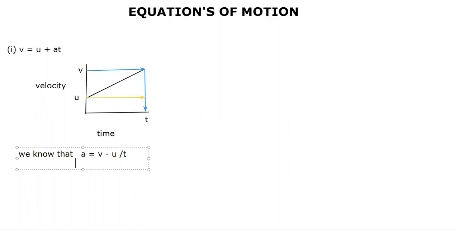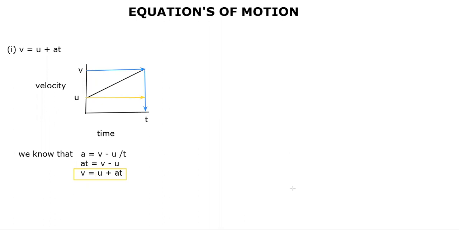If you cross multiply over here, what will we get? at is equal to v minus u. And if you shift minus u towards the left side, you get the formula v is equal to u plus at. This is the proof of the first formula. You can make a box because it's an important one. v equals u plus at.